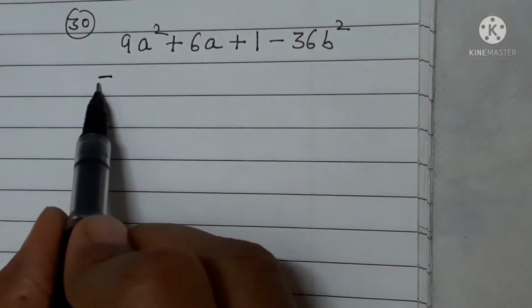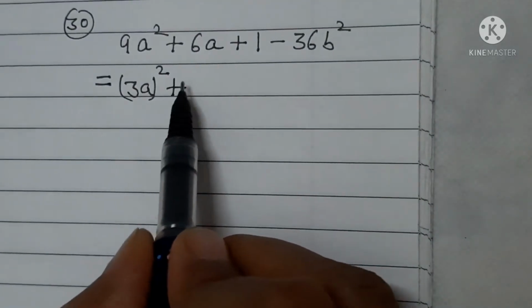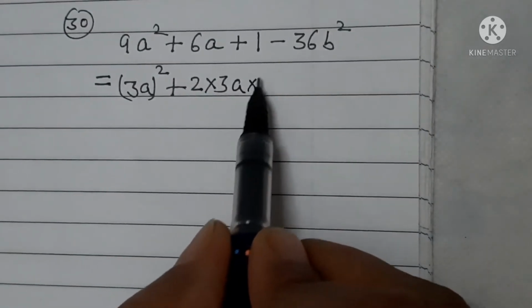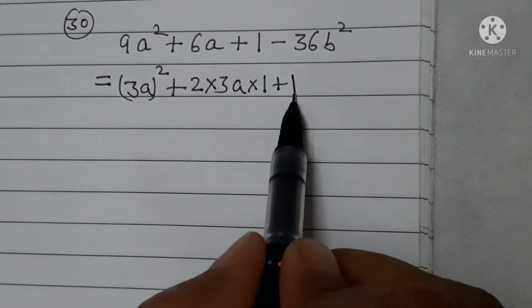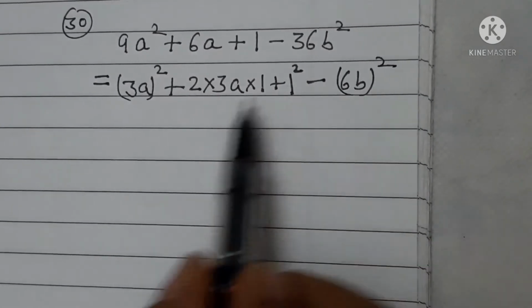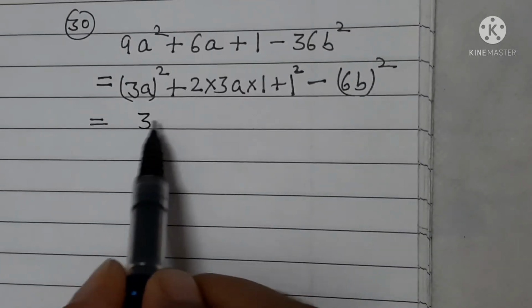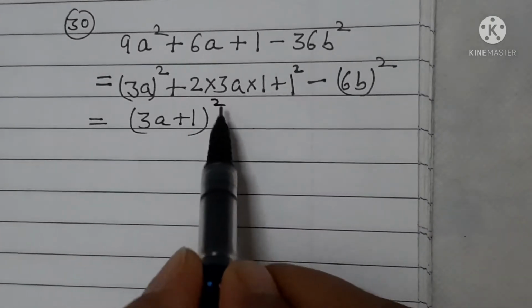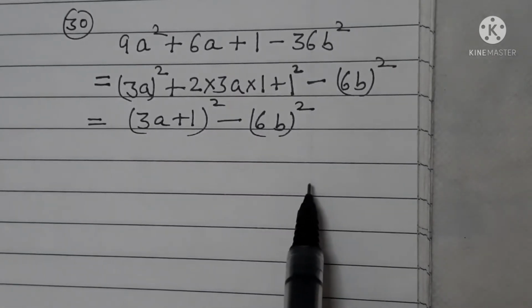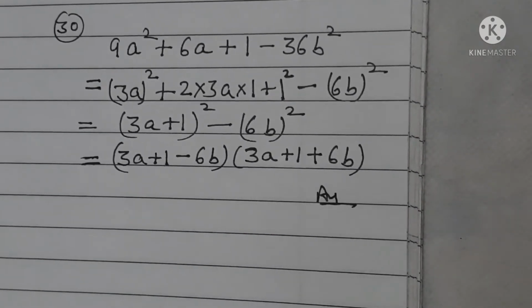Now write it down like this, 3a whole square plus 2 into 3 means 6, and a and b is 1, plus this is the 1, write it in the form of a square, minus 6b whole square. Now this becomes 3a plus 1 whole square and minus 6b whole square. Use the identity to open this and get the answer. See the answer.